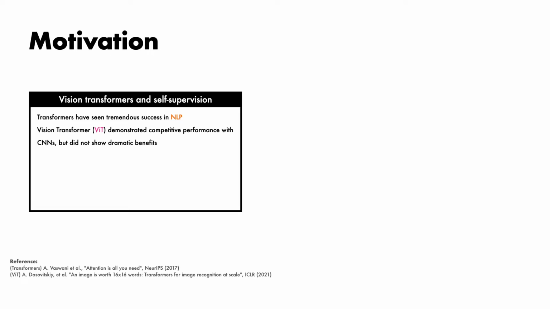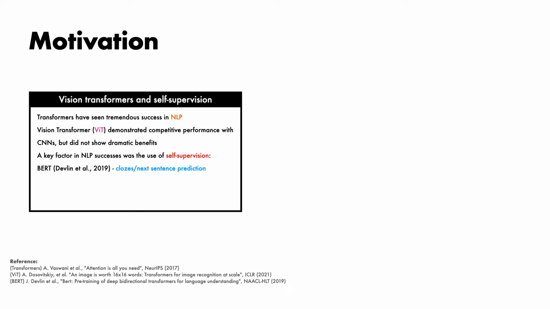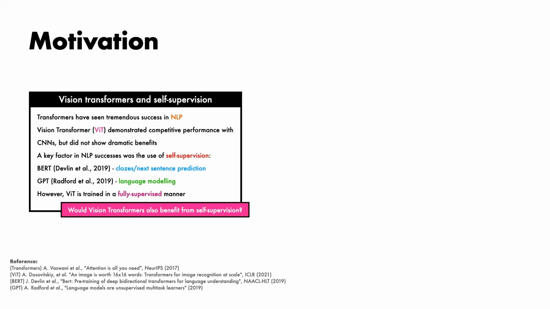To understand this, the authors note that one of the key factors in the success of transformers in NLP was their use of self-supervision, with examples such as BERT making use of cloze completion and next sentence prediction, and GPT, which was trained with an autoregressive language modeling objective. Differently from these methods, ViT is trained in a fully supervised manner, which raises the question of whether vision transformers would also benefit significantly from self-supervision.